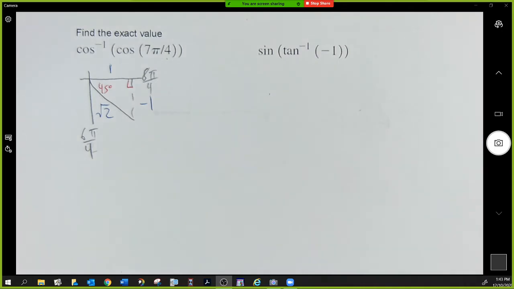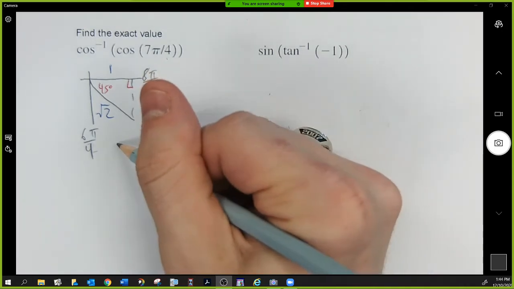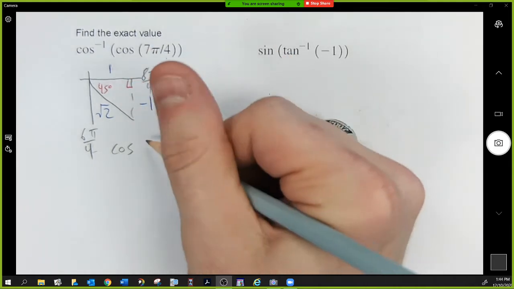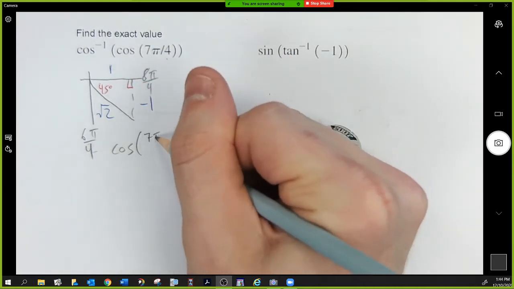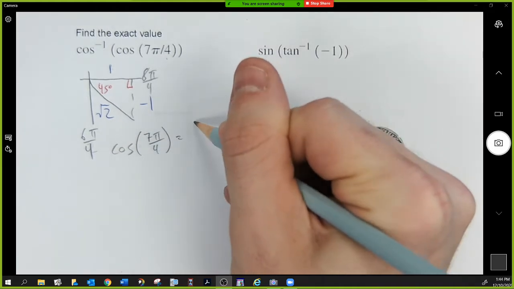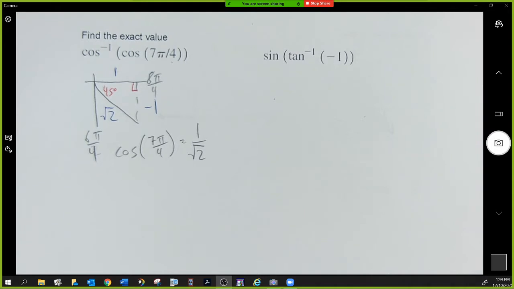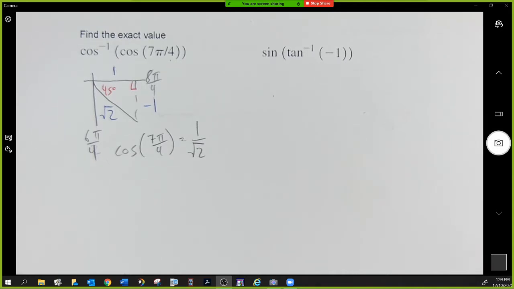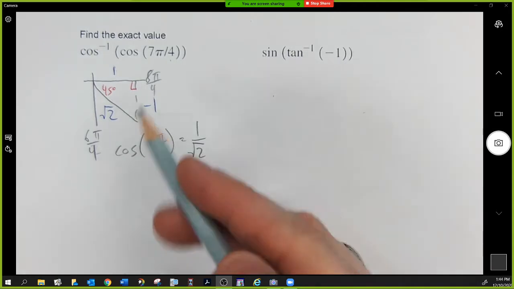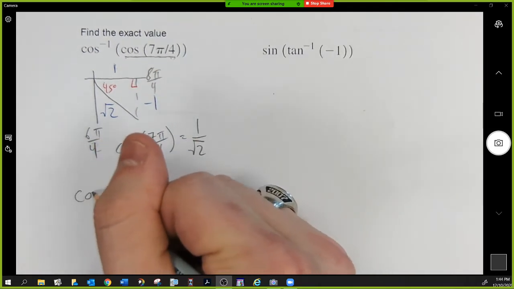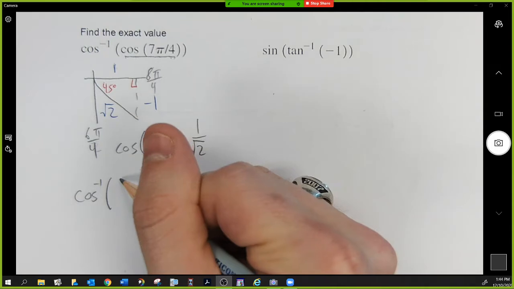So what is cosine of 7 pi over 4? It's going to be x over r, which is 1 over root 2. So cosine of 7 pi over 4 equals 1 over root 2, which is root 2 over 2 for rationalizing denominators, but I don't want to. So what this question is now asking me to do is perform cosine inverse of 1 over root 2, because that's what the value of this is, 1 over root 2. So we say, what is cosine inverse of 1 over root 2?